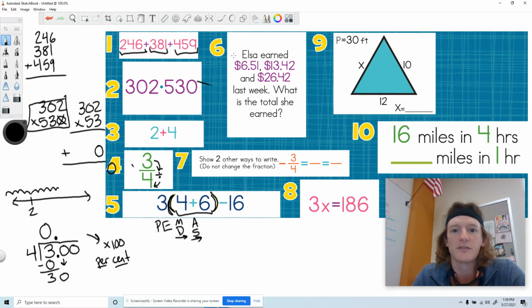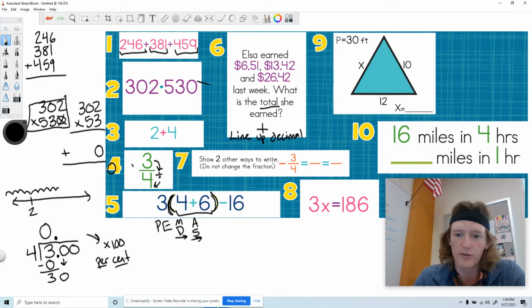For number 6, Elsa earned this much, and this much last week. What is the total she earned? Well, if she earned this much, to find the total, you need to add. Don't forget to line up your decimal on this problem.